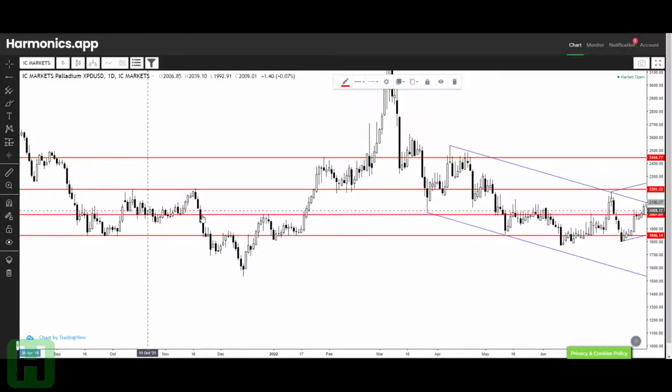Okay, and this level is much more respected when the price is moving up than down. For example, look at here. When it's going down, it's not respecting so much. When it's moving up, it is respecting. It has problems around this level.